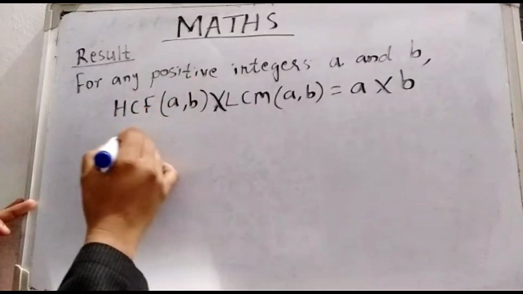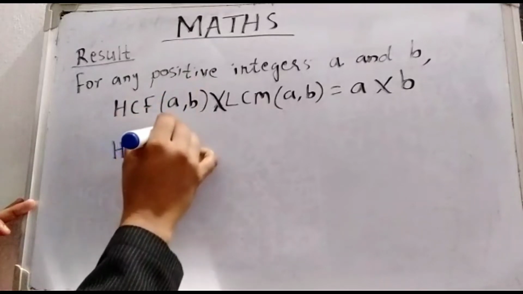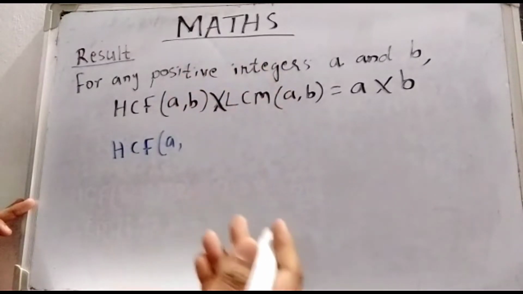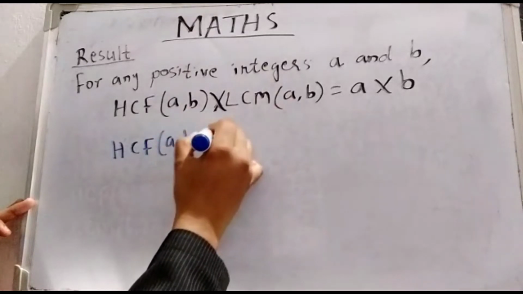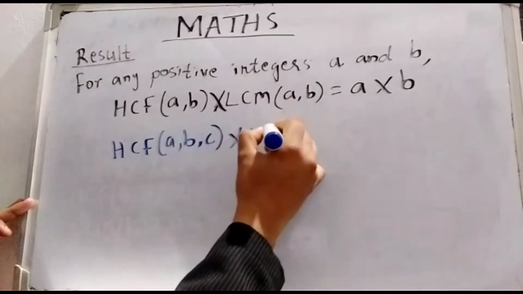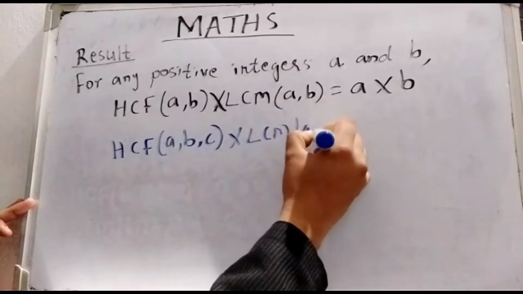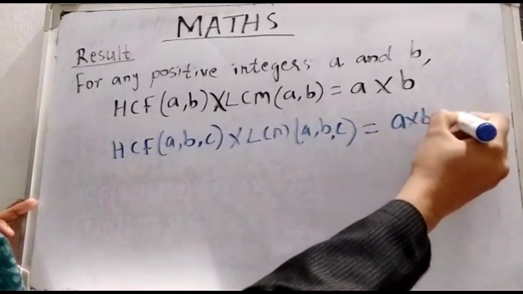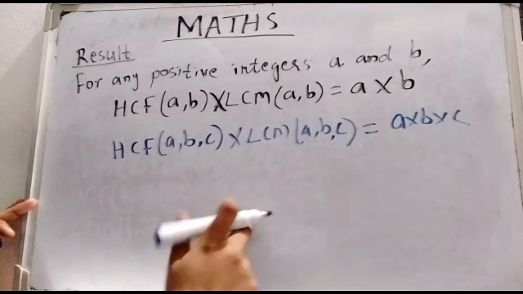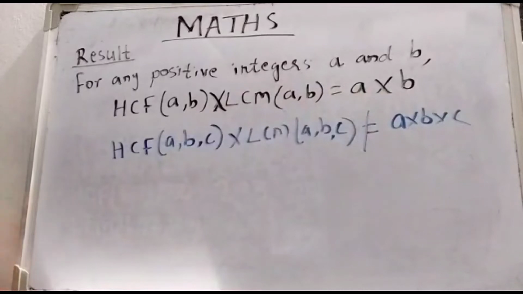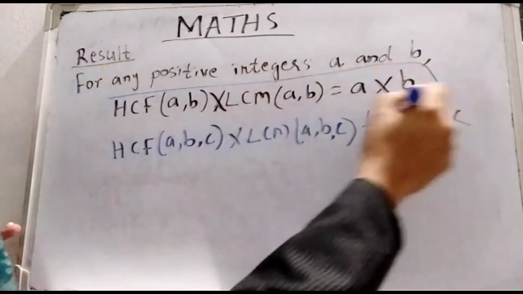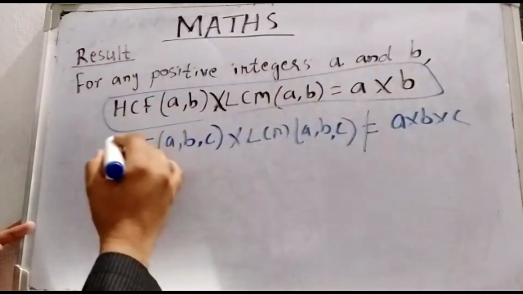If it is three integers A, B and C, is HCF of A, B, C into LCM of A, B, C equal to A into B into C? Is it possible? No, it is not possible. Only for two positive integers is this result true. So just note this.